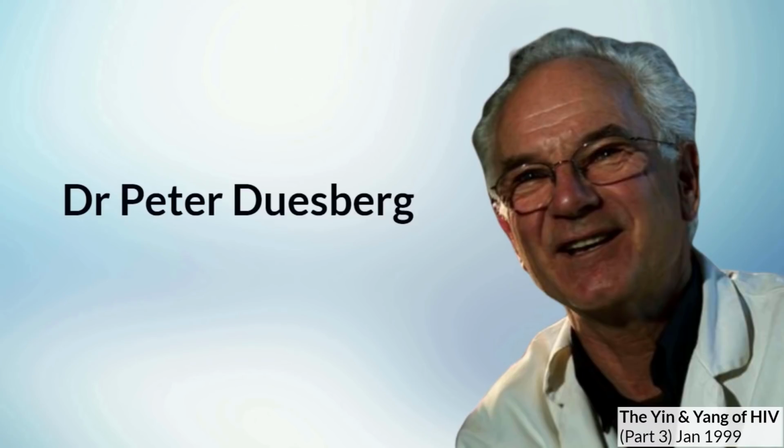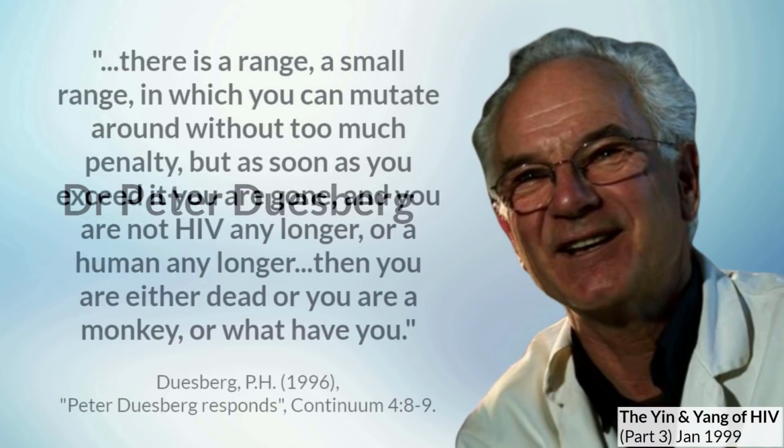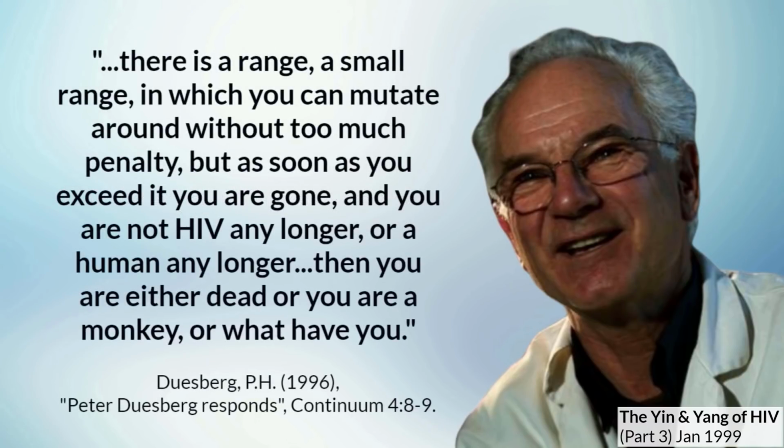Since, as the molecular biologist Duesberg reminds us, there is a small range in which you can mutate around without too much penalty, but as soon as you exceed it, you are gone and you are not HIV any longer, or a human any longer. Then you are either dead or you are a monkey, or what have you. It is evident that whatever the HIV DNA genome represents, it cannot be a virus.